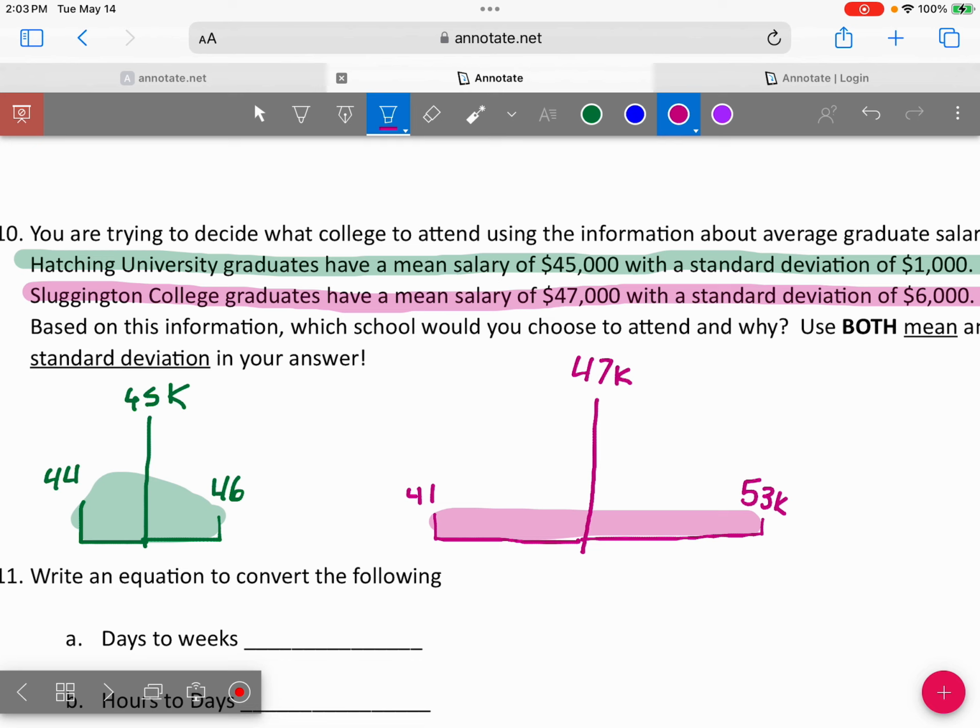So it's a matter of opinion, and there are legitimate reasons to choose both. With Hatching, we're almost guaranteed a higher rate. Like, I'm not going to go below 44. It's giving me at least 44. Whereas Sluggington, it's more of a gamble, but we're gambling for higher as well. So it's an opinion. But the mean being the middle, our standard deviation is all about how far from the middle it goes.